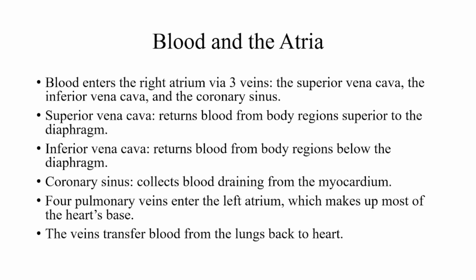Alright, so now we're going to talk about blood and the atria. Blood enters the right atrium via 3 veins. You've got the superior vena cava, the inferior vena cava, and the coronary sinus. What exactly are these things? I'm glad you asked. So the superior vena cava returns blood from body regions that are superior to the diaphragm. So if you can picture a body diagram, you've got the diaphragm where the stomach is. The superior regions are basically any regions that are above the diaphragm.